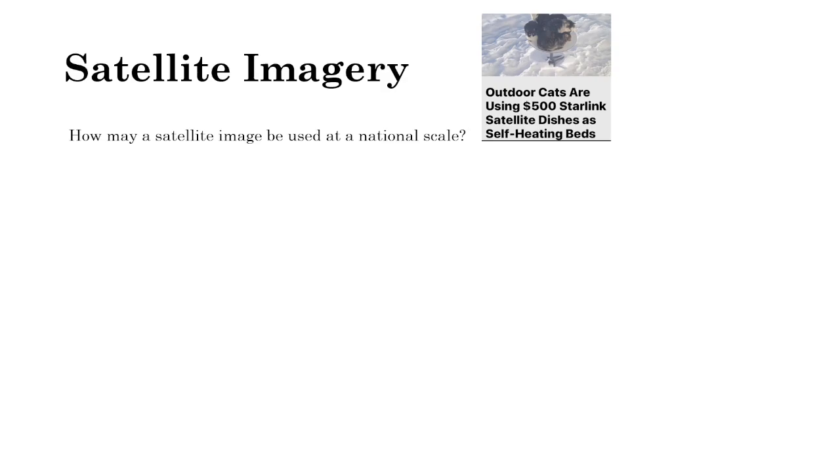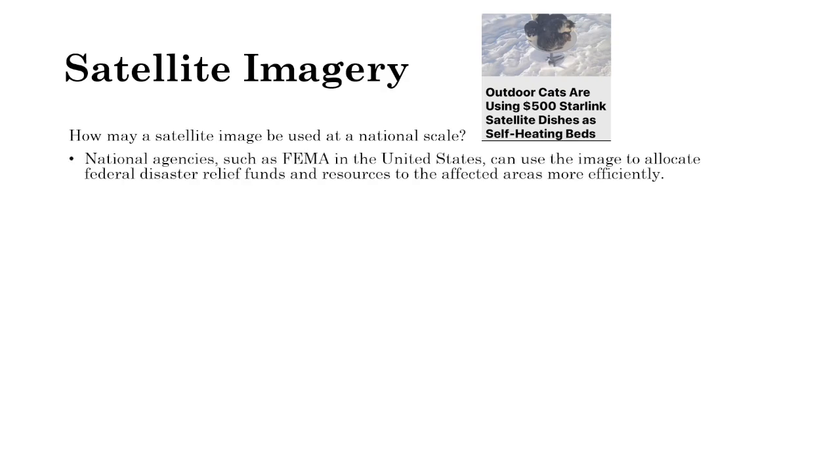Let's look at satellite imagery. Satellite imagery is something else the college says we have to discuss a little bit more. How might satellite imagery be used at a national scale? I'm just going to go through these quickly. National agencies like FEMA can use satellite images to allocate federal disaster relief funds. So they can look at environmental damage, monitor the environment, and divert their resources as needed.